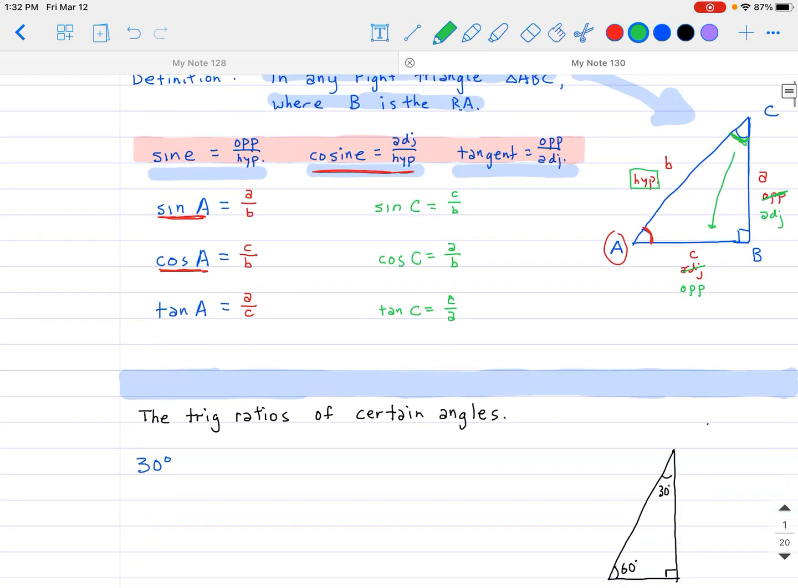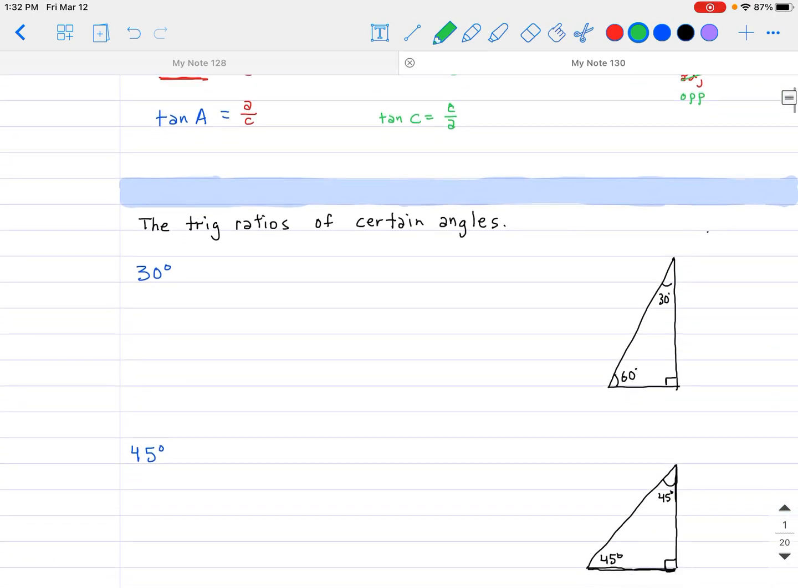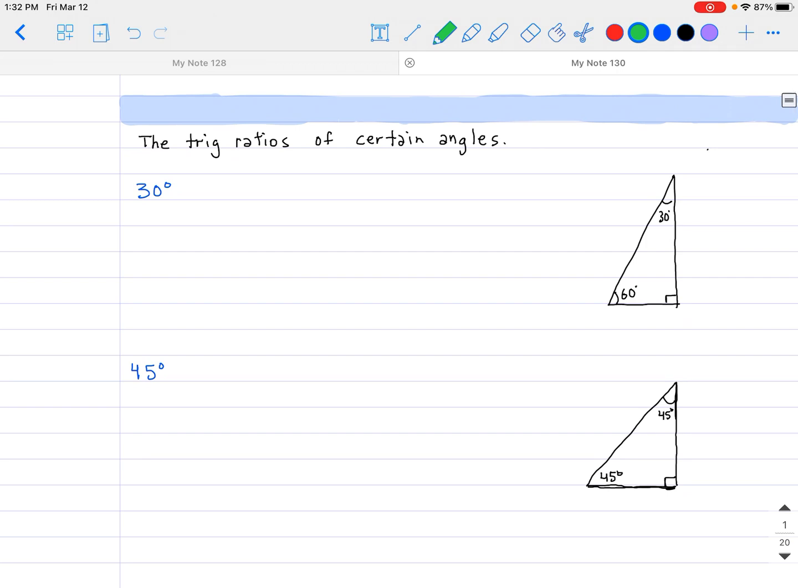Now, certain trig ratios we actually know. For the angles of 30 degrees, 45 degrees, and 60 degrees, we've studied them quite a bit over the past chapters. We actually know the value of sine of 30 degrees, the value of cosine of 30 degrees, and finally, the tangent of 30 degrees. So we're going to go ahead and reveal those right now.